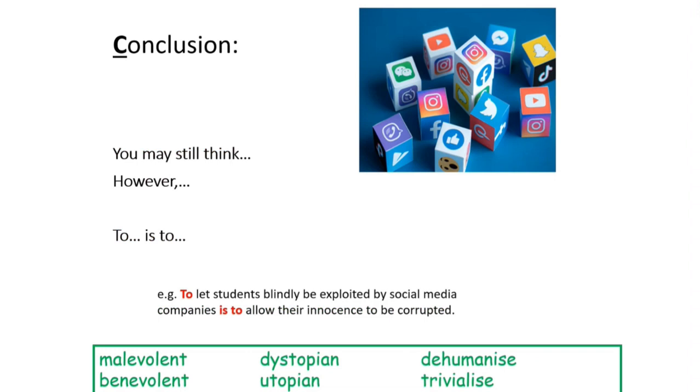Lastly, then, what might your audience still be thinking about social media? They might still be thinking that it's acceptable for kids to use. However, you need to respond to that. You could say, however, is a villain that will keep on stealing from children.